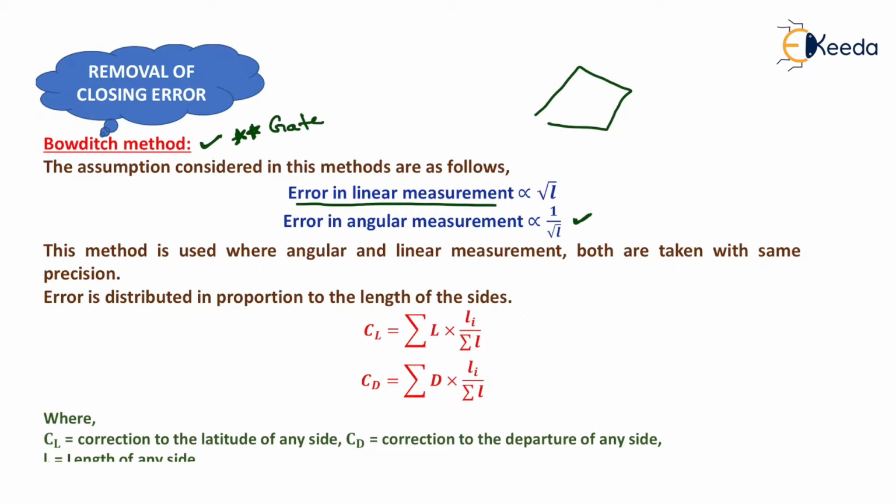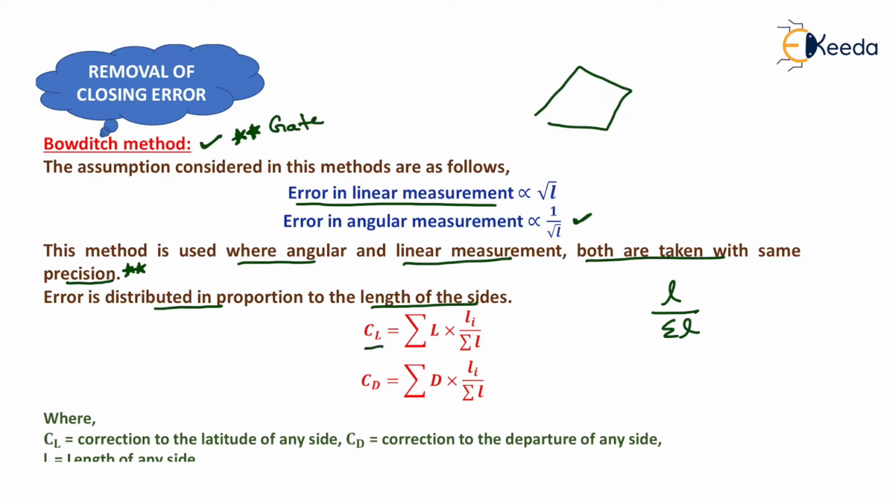Okay students, now this method is used where angular and linear measurements both are taken with the same precision. This point is very important. Where we have to apply the Bowditch method? In that case where angular and linear measurements both are taken with same precision. Now error is distributed in proportion to the length of the sides. In Bowditch method we always distribute the errors in proportion to the length of the side, that is the length of any particular side divided by the total length of the traverse, that is known as perimeter of the traverse.